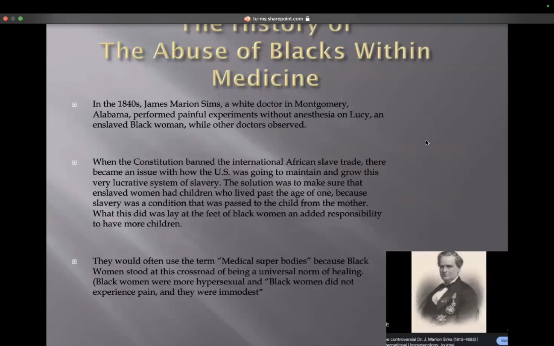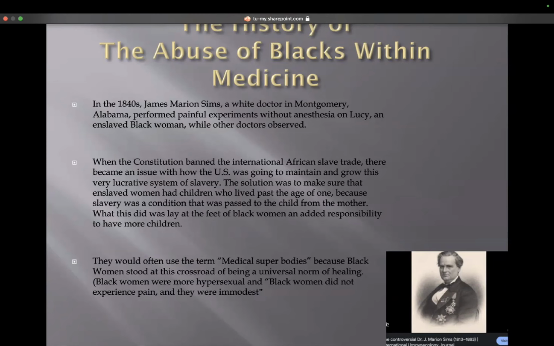Okay, next we have the history of the abuse Blacks faced within medicine. In the 1840s, James Marion Sims, a white doctor in Montgomery, Alabama, performed painful experiments without anesthesia on Lucy, an enslaved Black woman, while other doctors observed. Sims' experiments on Lucy were unsuccessful and nearly killed her with severe blood poisoning, and he continued to perform procedures on enslaved women, sometimes drugging them so they could not resist.